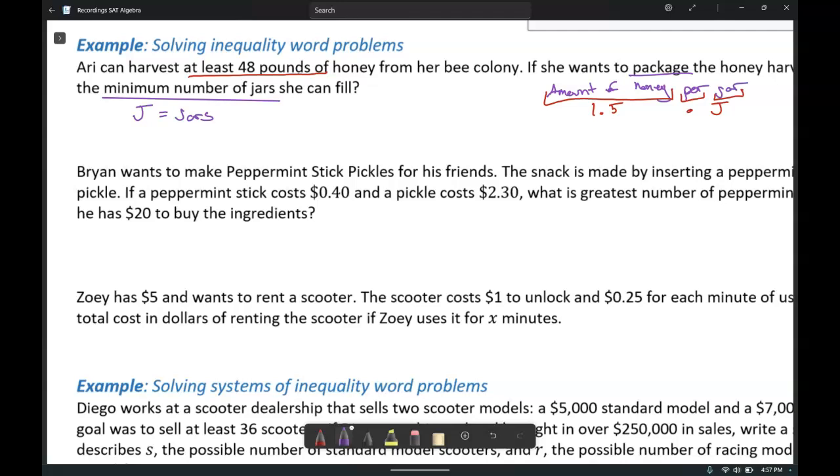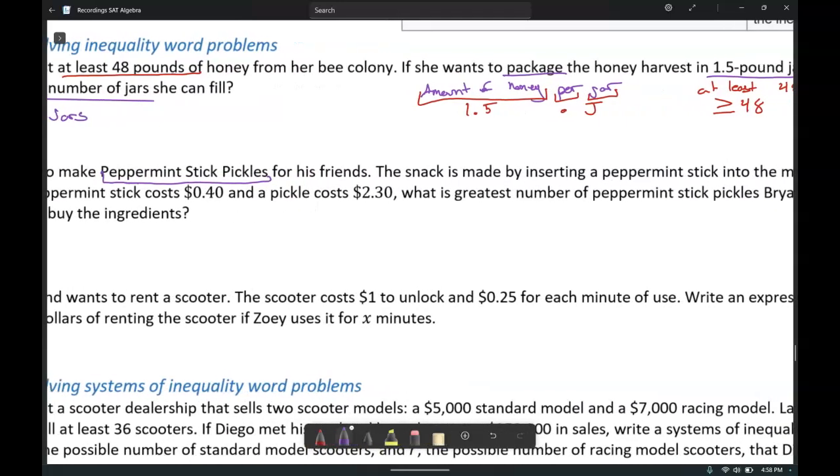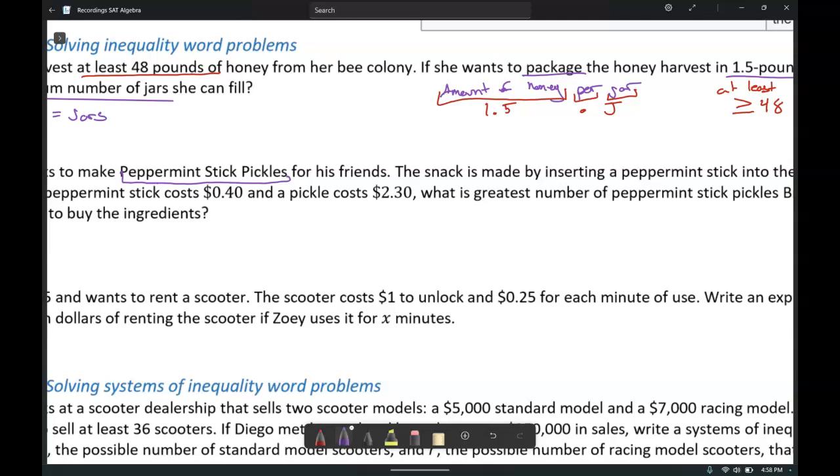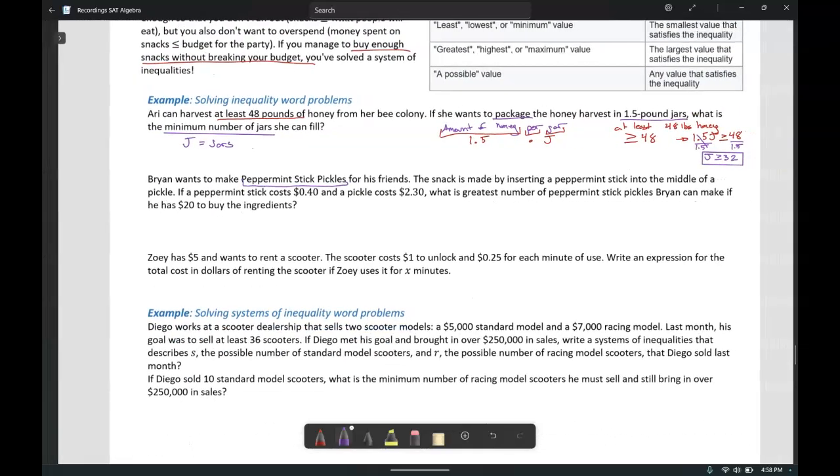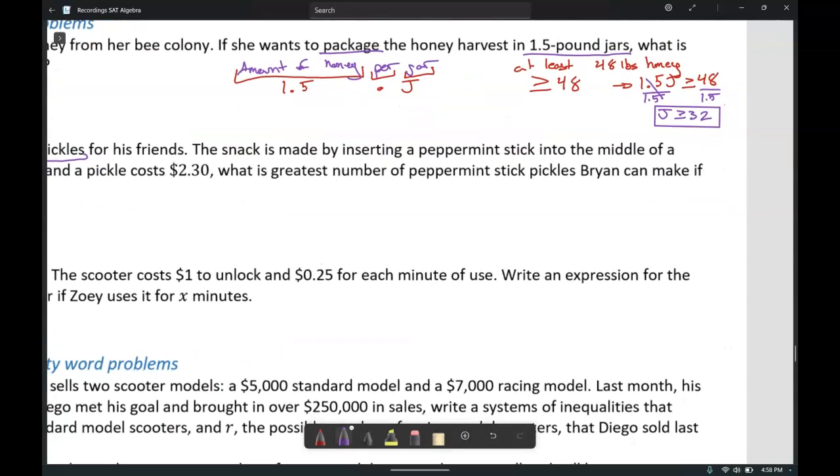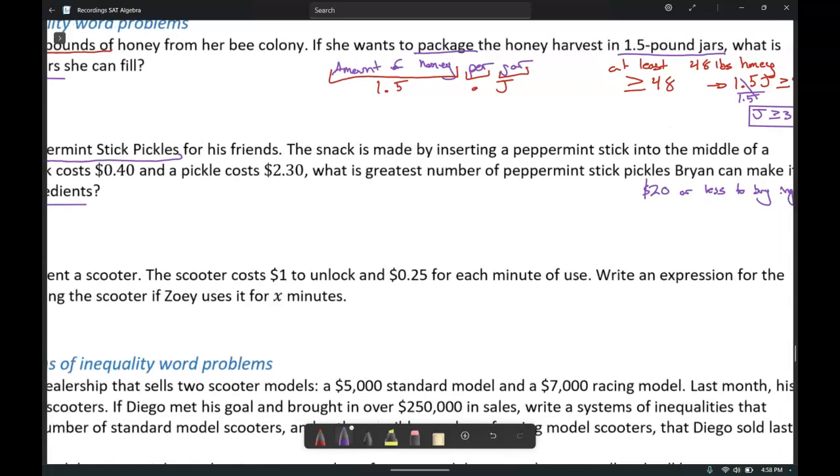Okay. So getting over the fact that peppermint stick pickles sound like they are completely disgusting, what we are trying to do is model the scenario, and it looks like Brian's trying to make a bunch of pickle stick snacks, but he has a budget. And so let's start with that. He only has $20 to buy ingredients. So he has $20 or less to buy ingredients.